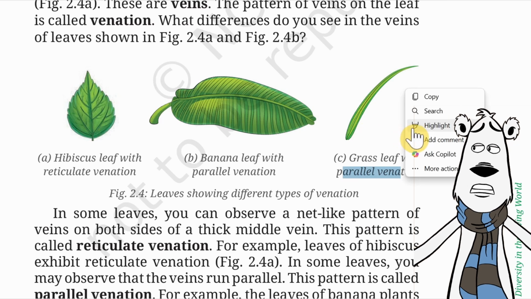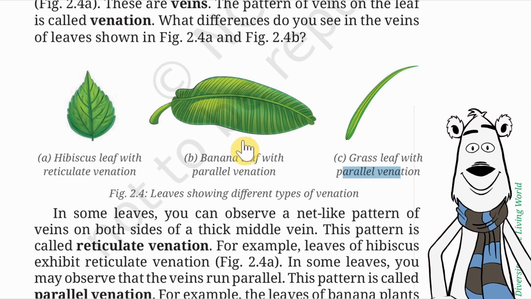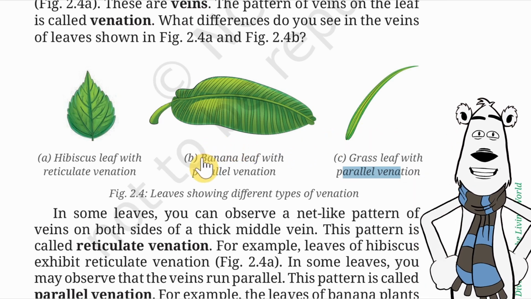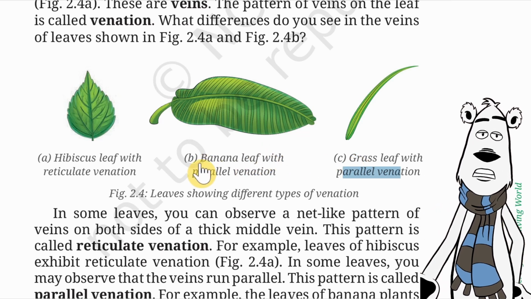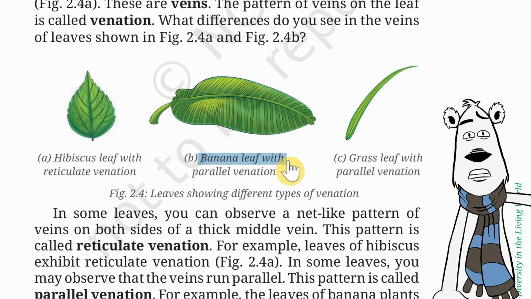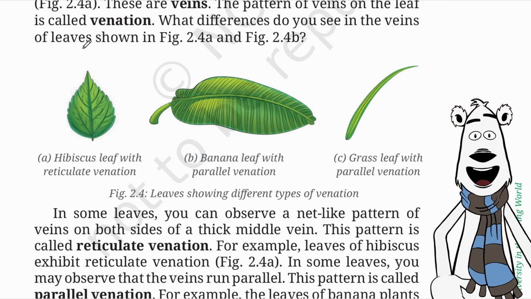These vein patterns are often linked to the type of root system a plant has. Plants with reticulate veins usually have a taproot system, like a carrot, one strong root that anchors it deep into the ground. On the other hand, plants with parallel veins often have fibrous roots, a network of fine roots that spread out horizontally, like a grass plant.